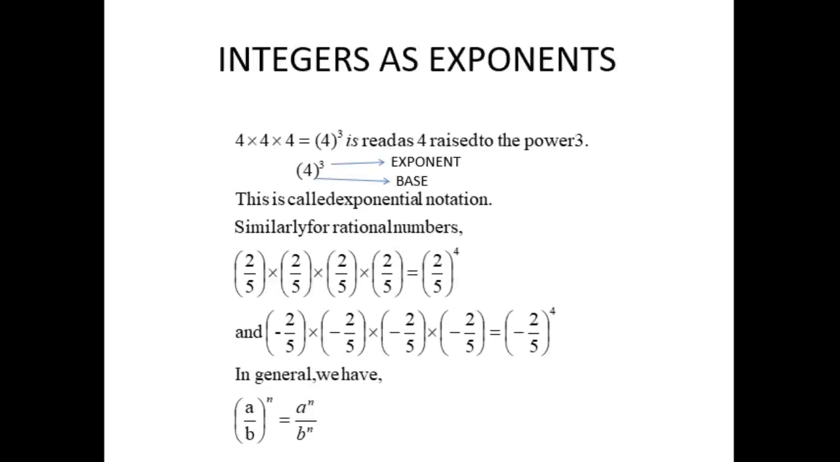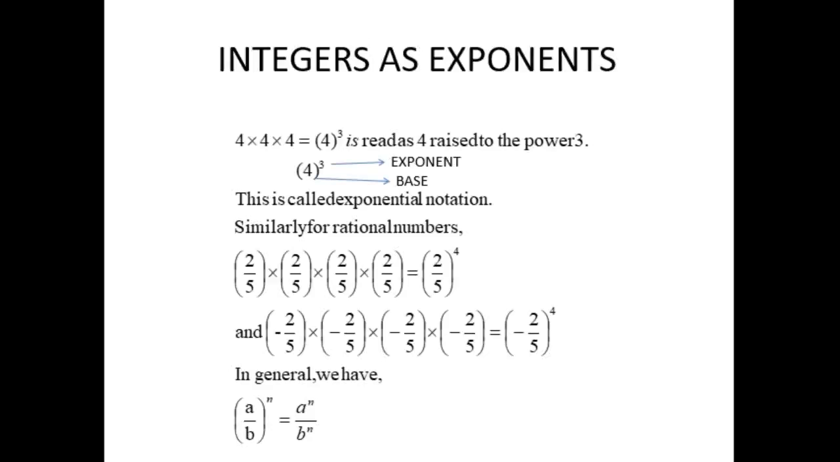Now if I have to use the rational number, we have done rational numbers last year. Similarly for rational numbers, 2 upon 5 into 2 upon 5 into 2 upon 5 into 2 upon 5 can be written in the exponential notation as 2 upon 5 raised to the power 4. Similarly, minus 2 upon 5 into minus 2 upon 5 into minus 2 upon 5 into minus 2 upon 5 is equal to minus 2 upon 5 raised to the power 4.